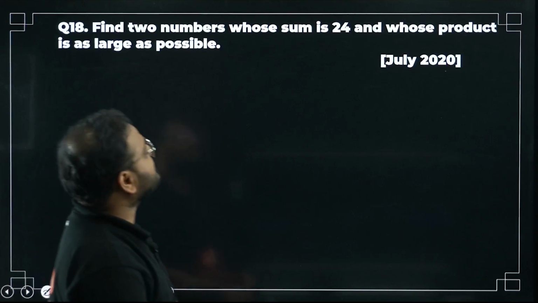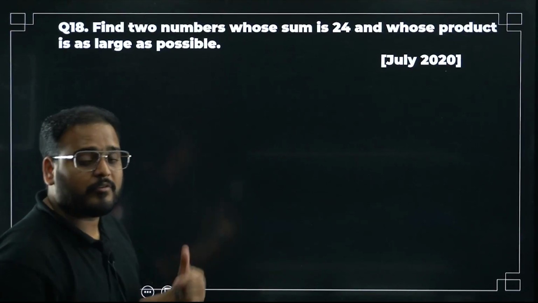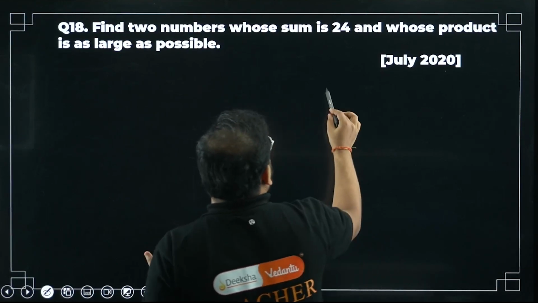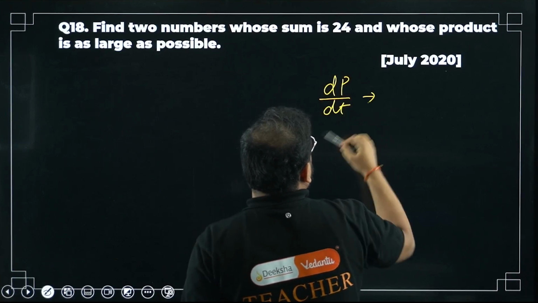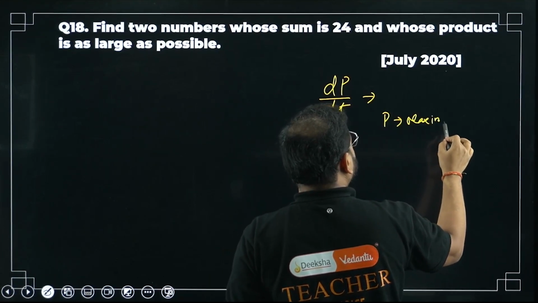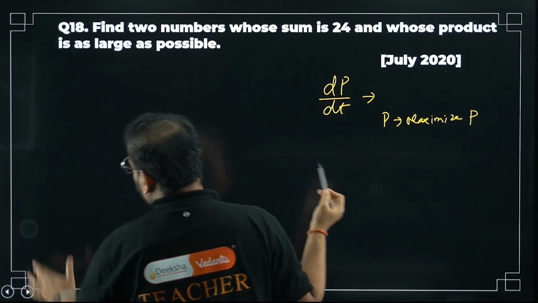Find two numbers whose sum is 24 and whose product is as large as possible. What do we have to maximize? The product. We are looking to maximize the product, so we have to maximize P.